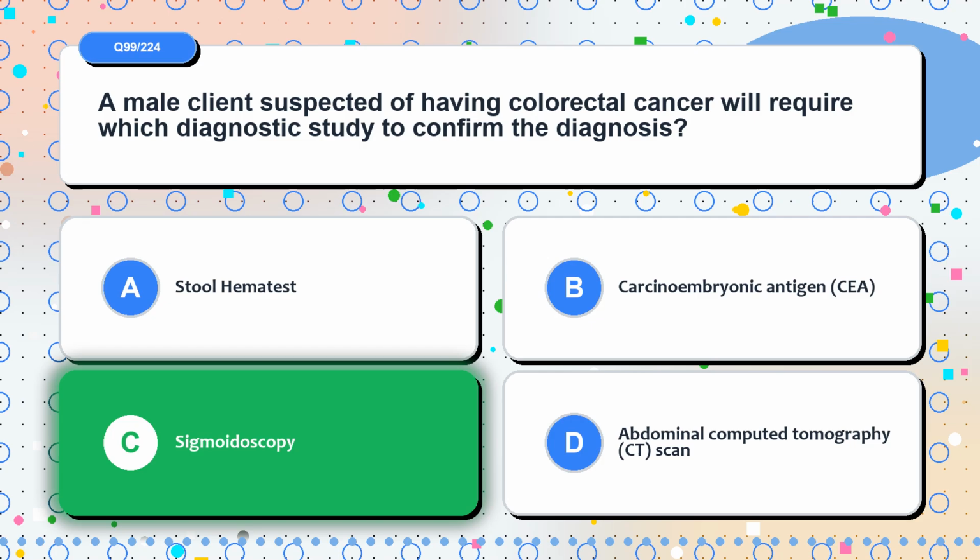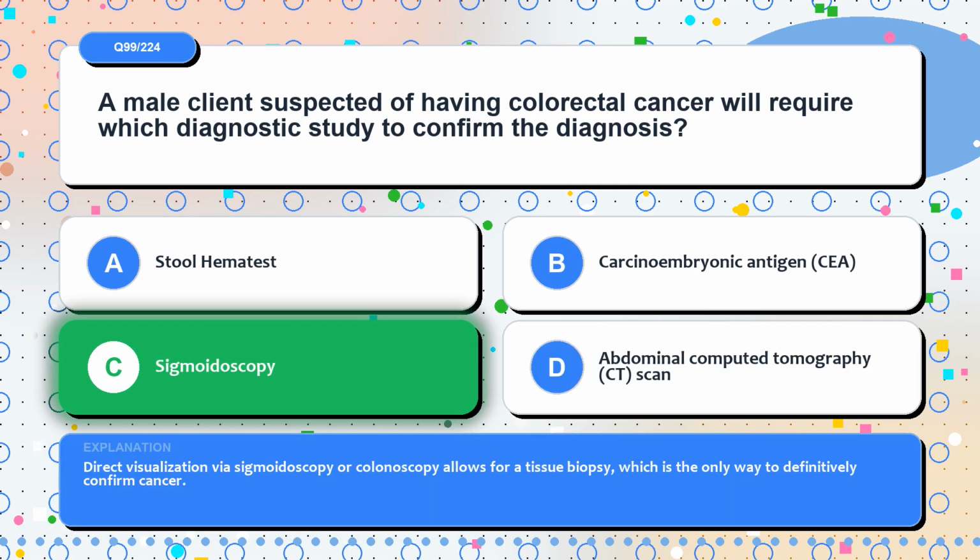The correct answer is option C, sigmoidoscopy. Direct visualization via sigmoidoscopy or colonoscopy allows for a tissue biopsy, which is the only way to definitively confirm cancer.